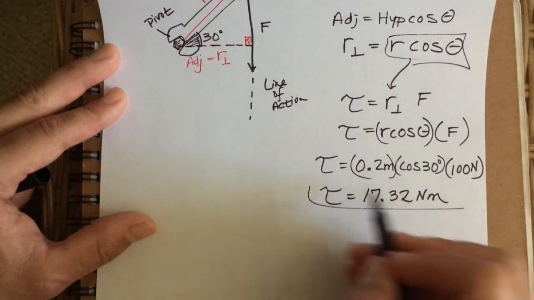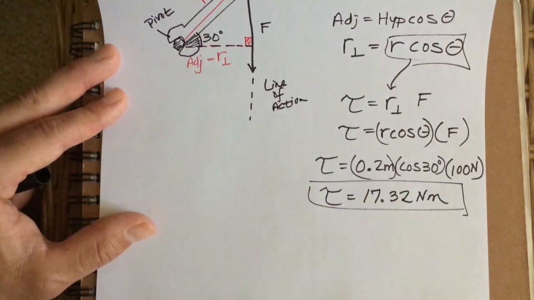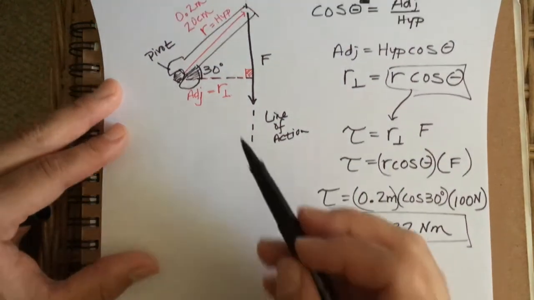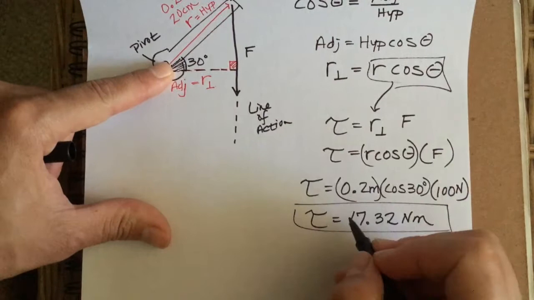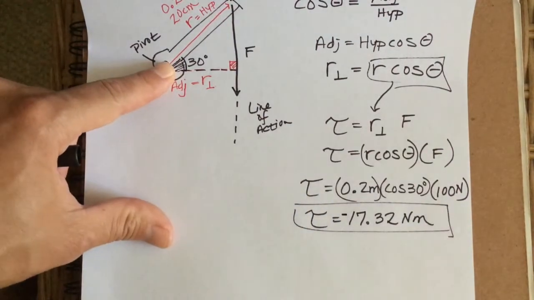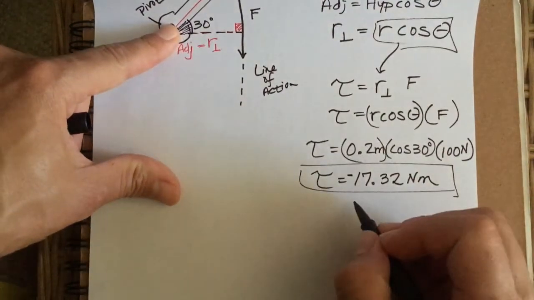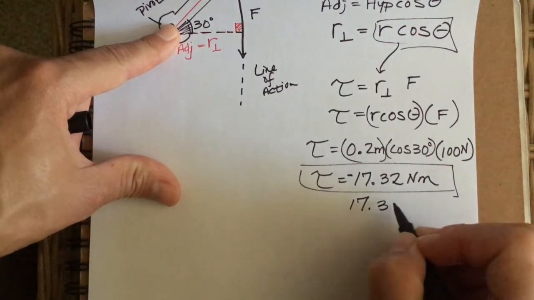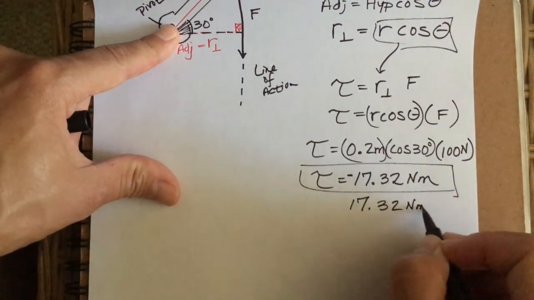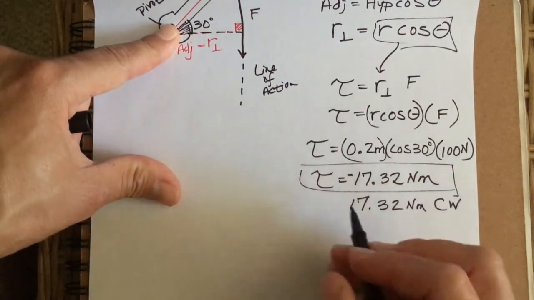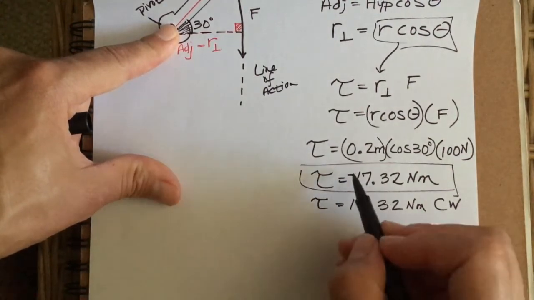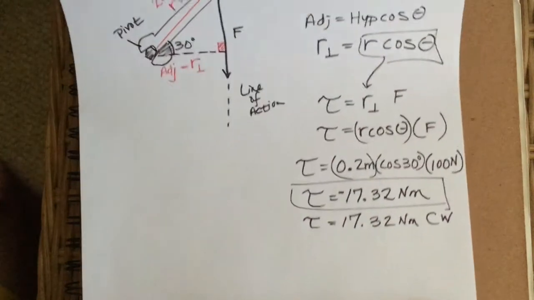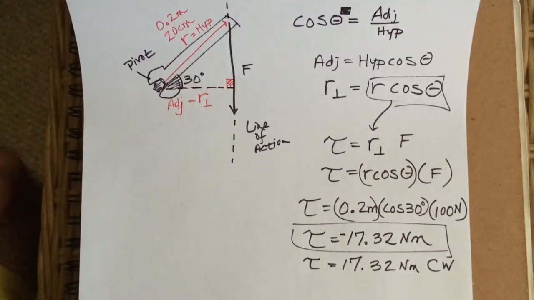Now I have to be careful here because this is directed clockwise, so we're going to go ahead and put a negative sign on there for our clockwise torque, or you could say 17.32 Newton meters clockwise, right? And that would work too. But you have to indicate direction because it is a vector. All right, and that's about it.